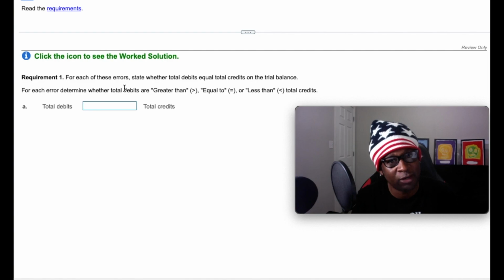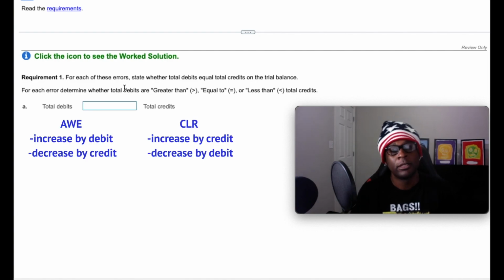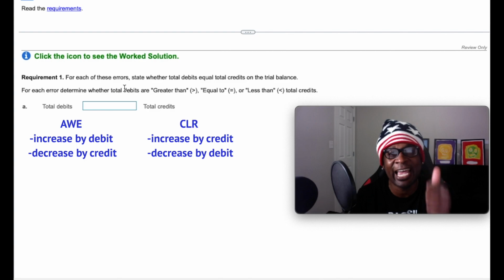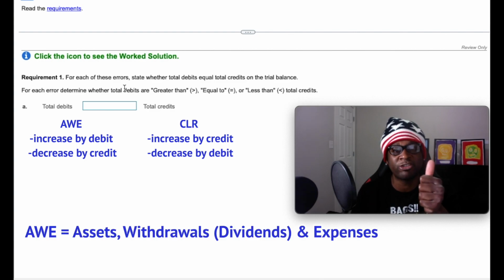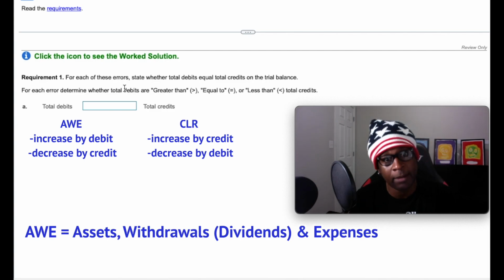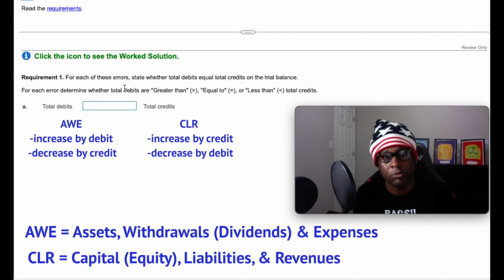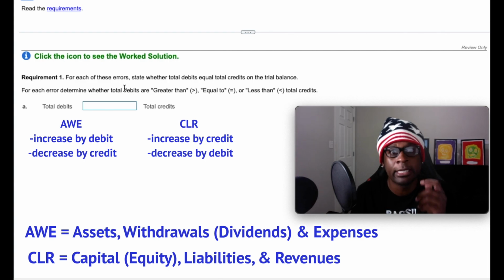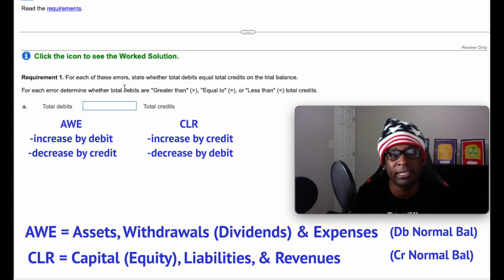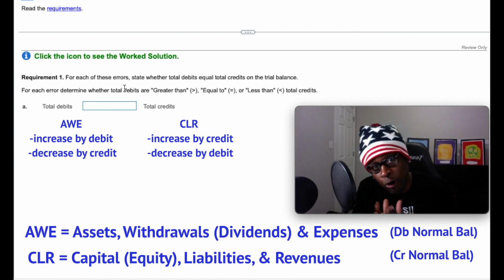And what I like to use to help us out with that is the all clear system. The all clear system tells us that any assets, withdrawals, which are also known as dividends, or expenses always increase on the debit side, which means that their normal balance is going to sit on the trial balance on the debit. In contrast, in the clear group, we have capital, which is stockholders' equity, liabilities, and revenues. Any of those particular accounts, when it's time for them to increase, it will sit on the credit side, which means that on the trial balance, that amount will be posted on the credit.